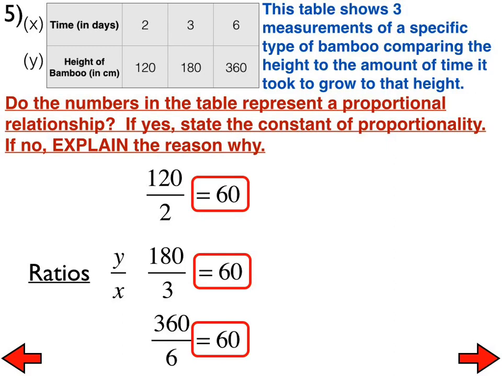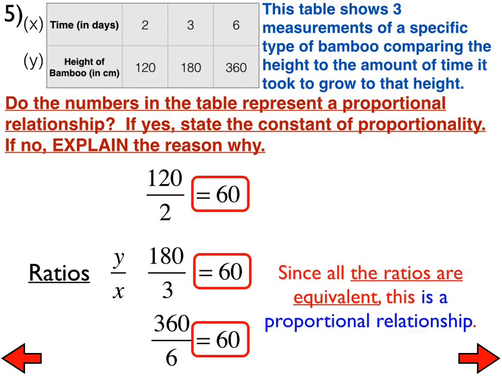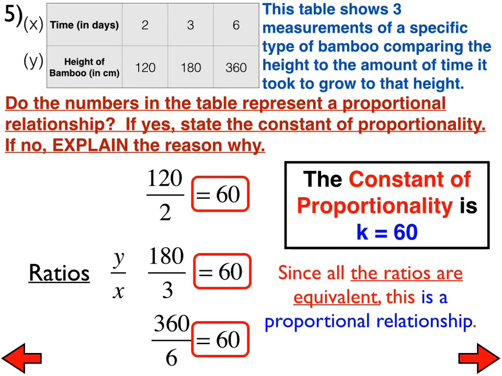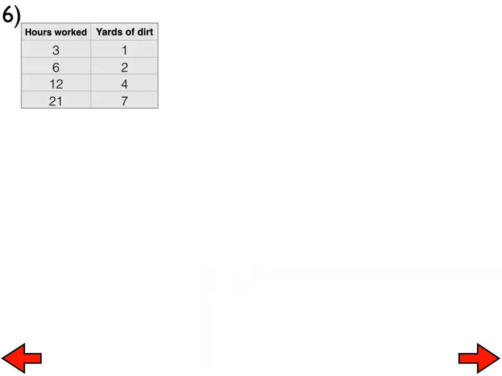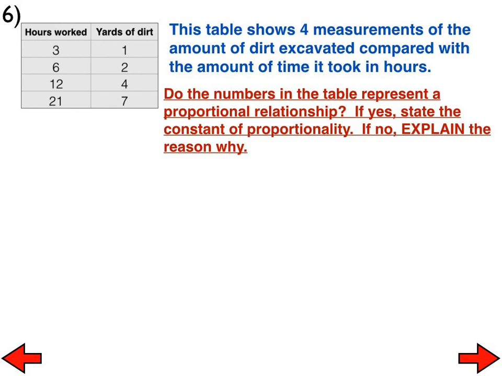That means this is a proportional relationship. That value right there gives us the unit rate, or just the number part of the unit rate is the constant of proportionality, and that would be k equals 60. If I asked you for the unit rate, it would be 60 centimeters per day. We would just need to include the units. Okay? All right, let's go to number 6. Everybody try number 6, please. Same exact idea.